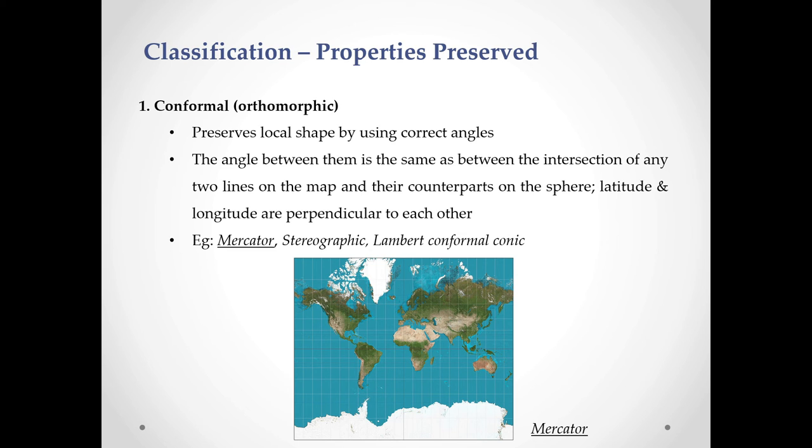Conformal, or orthomorphic, preserves local shape by using correct angles. The angle between the intersection of any two lines on the map is the same as between their counterparts on the sphere. Latitudes and longitudes are perpendicular to each other. For example, Mercator, stereographic, Lambert conformal conic.